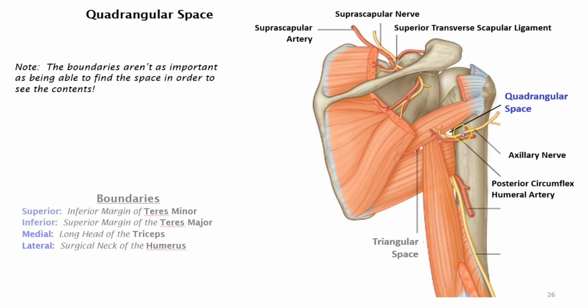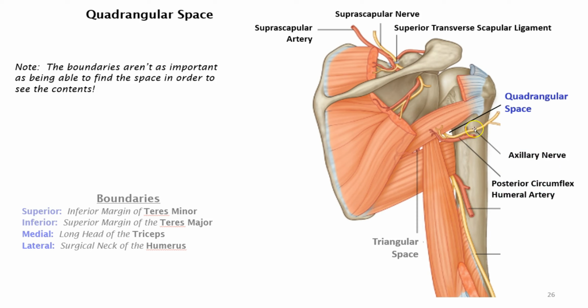Now this slide is dedicated to the quadrangular space. I really want you to know that there is a space generally where it resides. The boundaries, I don't want you to spend so much time focusing on the boundaries. Really, I want you to know generally where it is. So it's obviously in this region. It's bordered by the teres major, teres minor, the humerus, and the long head of the triceps. So it's in this region, and I want you to know its contents, that it contains the axillary nerve and the posterior circumflex humeral artery.